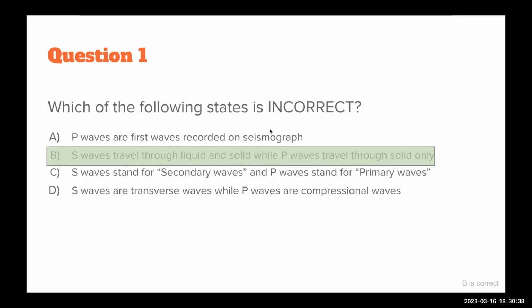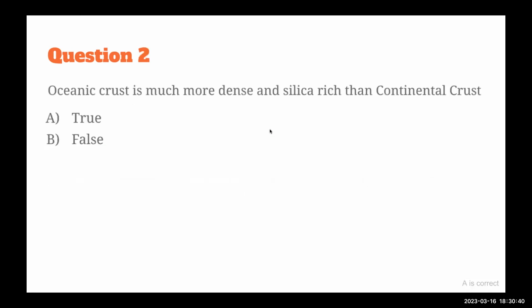Question 2. Oceanic crust is much more dense and silica rich than continental crust. Now there are 2 statements to verify in a true or false question, right? Even if there's one word that's wrong, that makes the whole statement wrong. So oceanic crust, more dense? Yes, we know that. That's why it goes down. Silica rich, we know it's mafic, dark, and okay, no. I'm sorry, it's wrong.